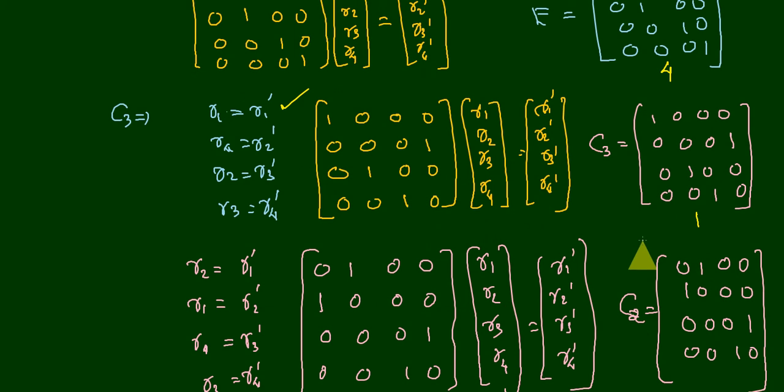So you don't need to go for all these operations to find out the total character here, because that is the only one coming in the diagonal position of the matrix.